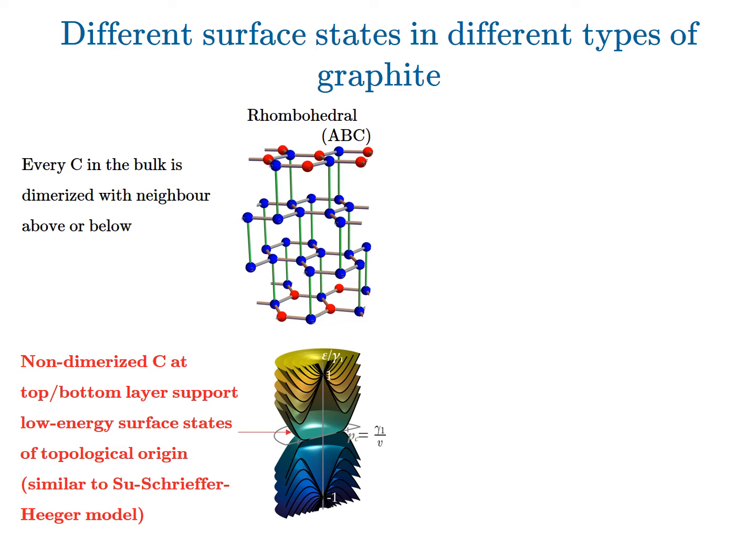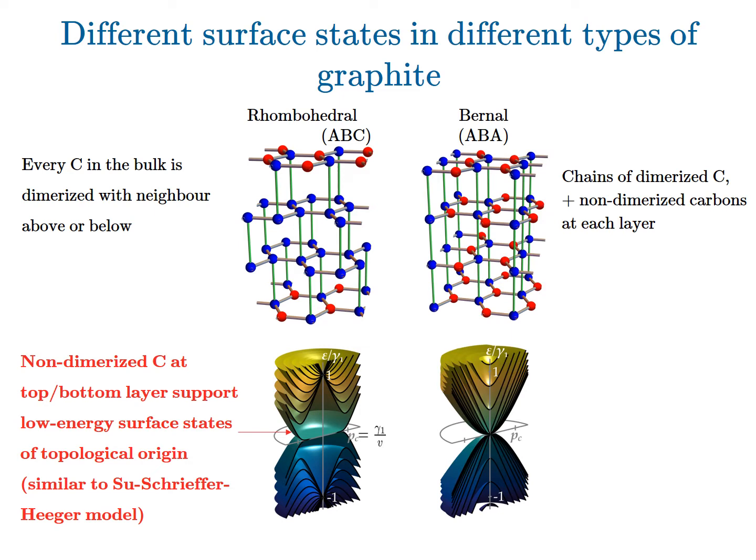The only exception are non-dimerized carbons in the top and bottom layers, shown in red color, which host low-energy surface states. These surface states have very shallow dispersion and hence are promising candidates for hosting strongly correlated states of electrons. But these are not the topic of my current talk.